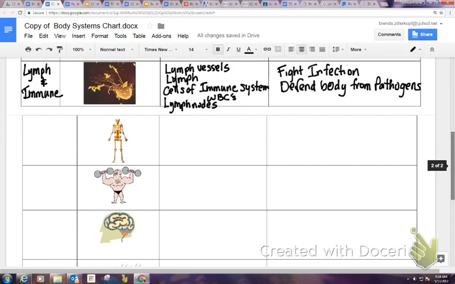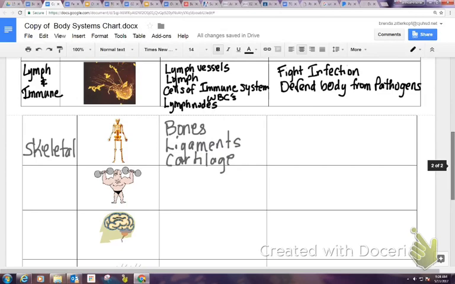Okay, this next system we're going to be really, really brief on because it's from first semester, but we don't want to forget about it. What is this next one? Skeletal. And this is going to be our bones and our ligaments. And we can also throw in there cartilage on the ends of our bones.